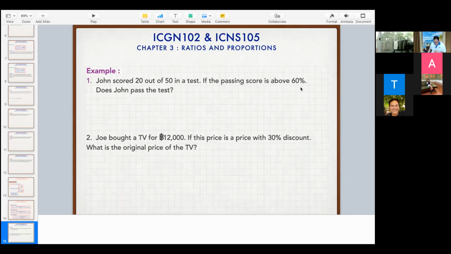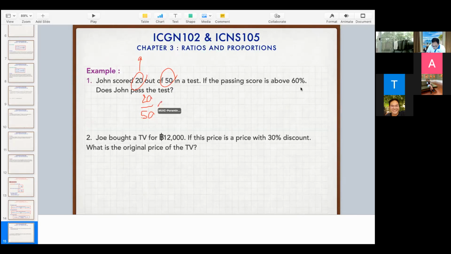Let's see the example here. We said that John scored 20 out of 50 in a test. If the passing score is above 60, does John pass the test? The difficult part is how we formulate this into the formula. You have two values, 20 and 50. The score received is 20 and the full score is 50. Then it's easy, it's 20 over 50. This is the score that John received.